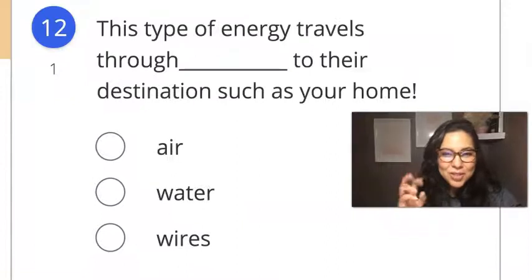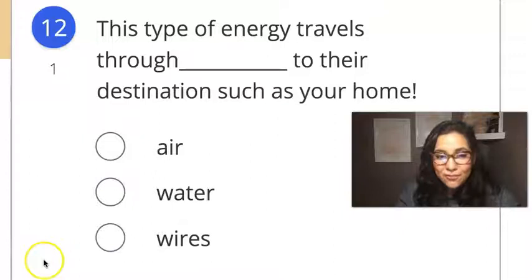All right, let me tease your brains a little bit more. Here's another checking for understanding. This type of energy travels through blank to its destination, such as your home. It travels through air, water, or wires. Select an answer and then press play for a review. All right, let's go ahead and review that. The answer for this question is wires. That's how it gets to your home.